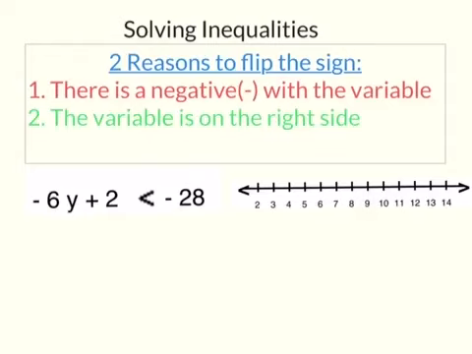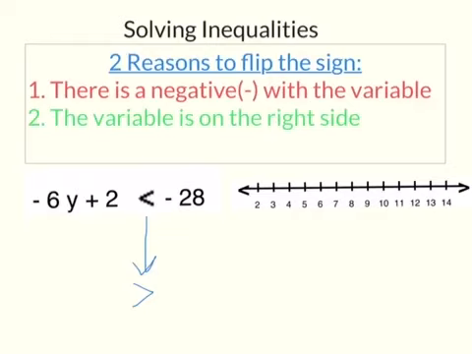Before I begin solving, I'm going to look at my inequality and decide, do I need to flip the sign? Since there is a negative with my variable here, a -6, I know that I need to flip my sign. So I am going to go ahead and take care of that first thing. All I'm going to do is flip my sign the other direction. Now I'm ready to solve.